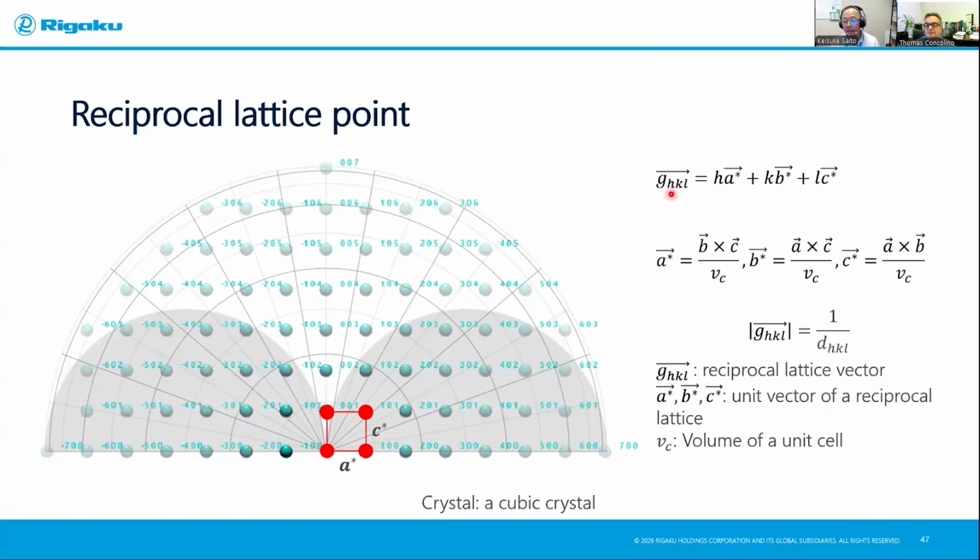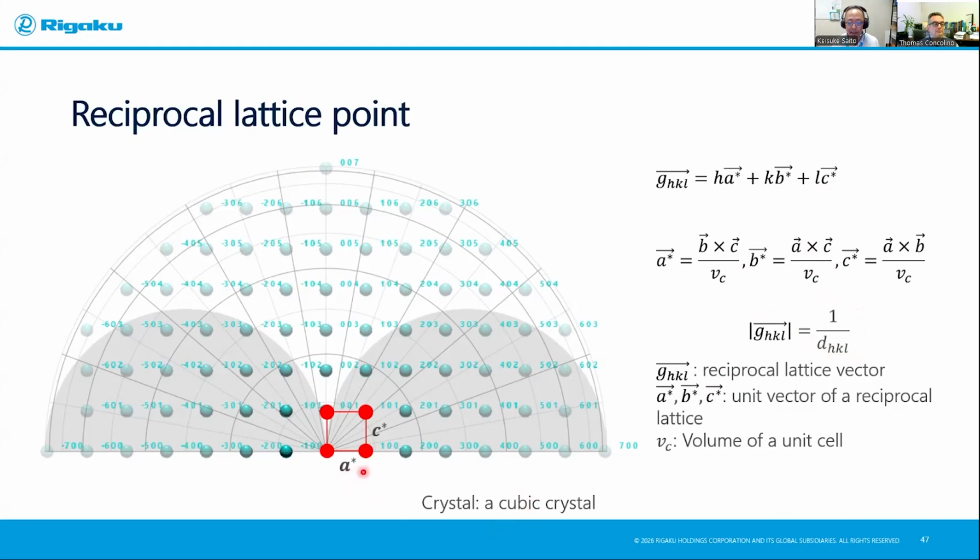The G vector is a reciprocal lattice vector, and HKL are the Miller indices, right? It's calculated by the Miller indices HKL multiplied with, for example, a*, the reciprocal unit cell in the reciprocal space, right? a*, b*, c*, calculated by this. But the point is, the size of G_HKL is the inverse of d. So that's the point.